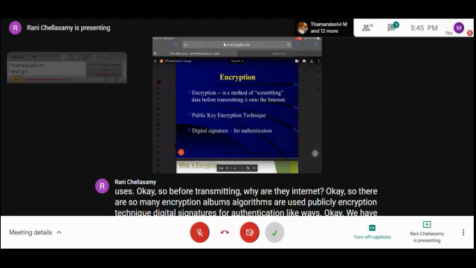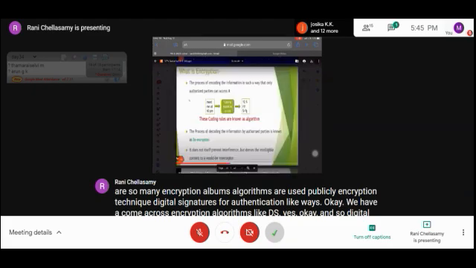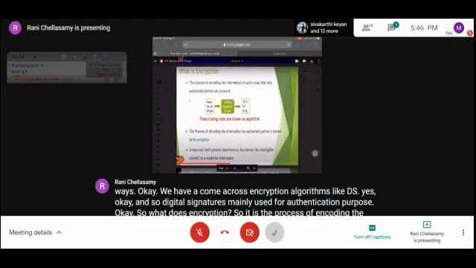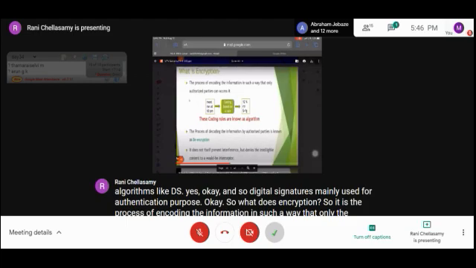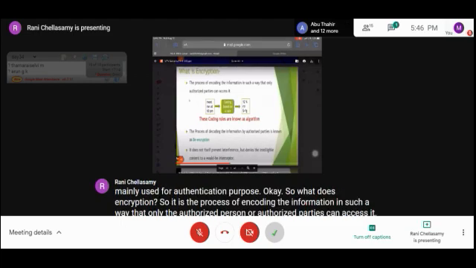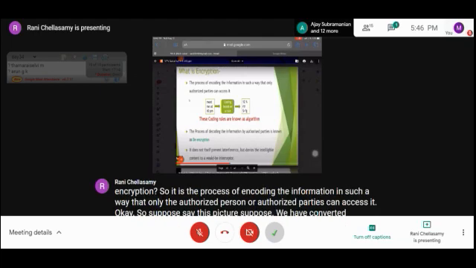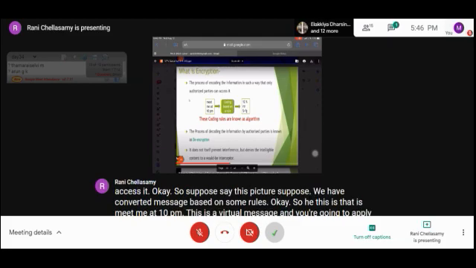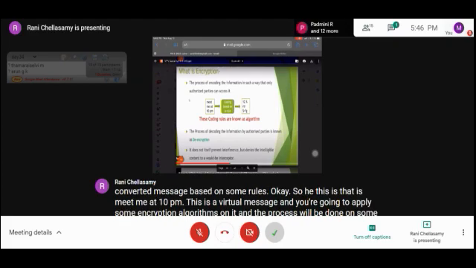Okay, so what is encryption? It is the process of encoding the information in such a way that only the authorized person or authorized parties can access it. Suppose, see this picture, we have a message converted based on some rules. This is the original message, meet me at 10 p.m., and you are going to apply some encryption algorithm on it, and the process will be done on some rule. This coding rule is known as the algorithm. On applying the algorithm, it can be converted into a ciphertext.